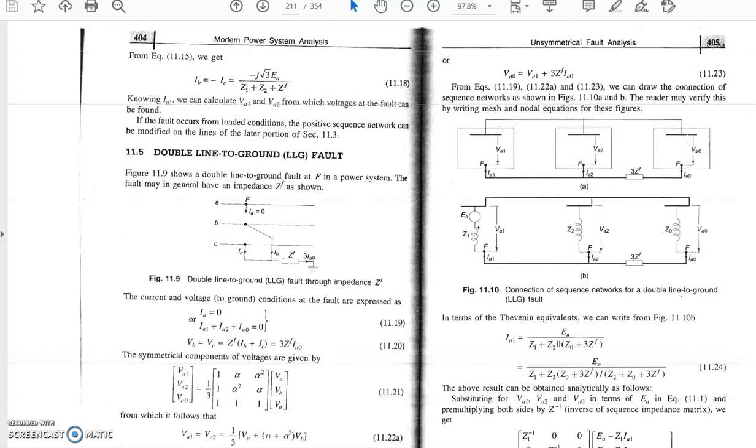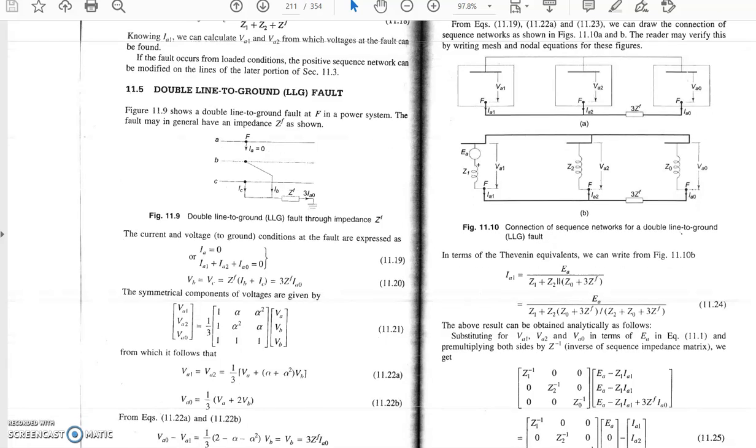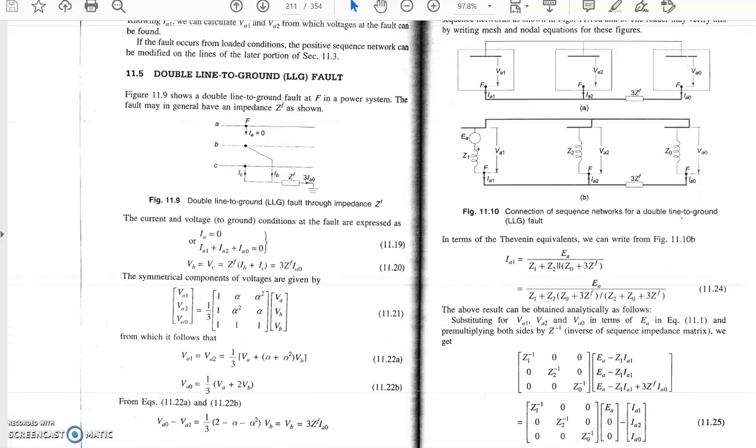In the first step we make the fault diagram. Second, we write the given conditions. Now the third step is to make the relationship between the sequence components and the phase components. From equation number 11.9 we have already made the relation for the sequence components of current: IA1 plus IA2 plus IA0 is equal to 0.